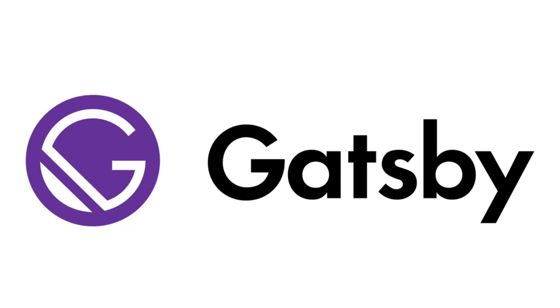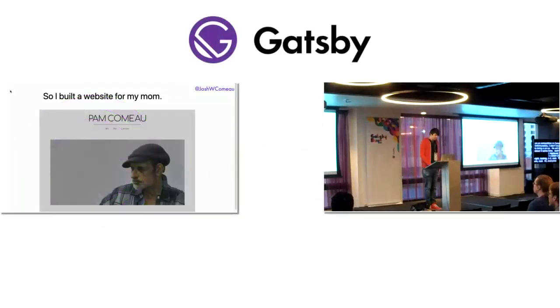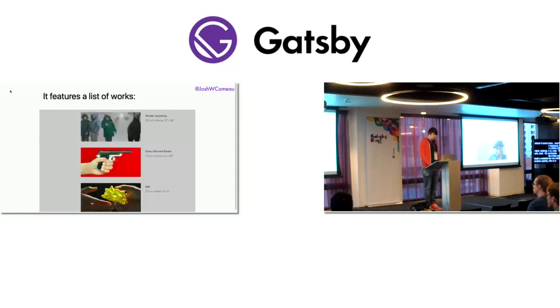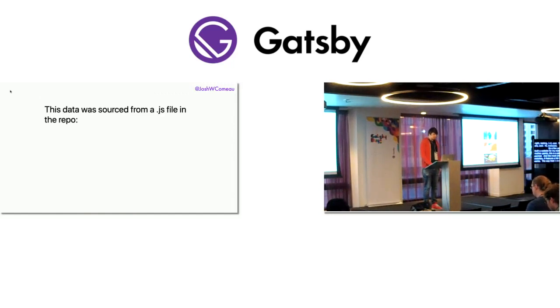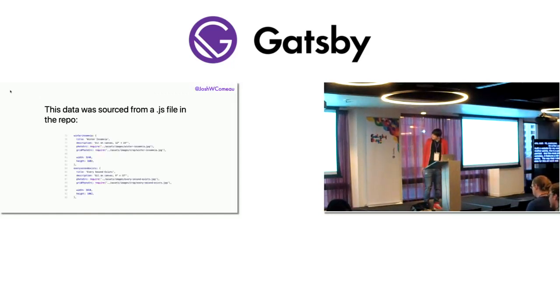Hi, everyone. So a few years ago, I built a website for my mother. My mother paints. This is a painting she painted. And like most artist websites, it features a list of artworks. The way that I stored the data for this artwork was in a JS file. So you just have one big object, a map-like object. And this worked pretty well for me.